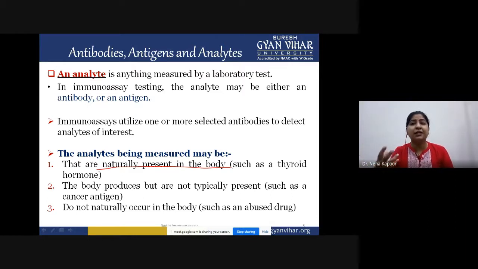Sometimes doctors say your thyroid hormone levels are high. How do they get to know that? Because they normally perform an immunoassay. They measure the concentration.